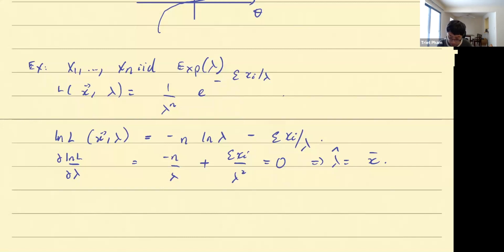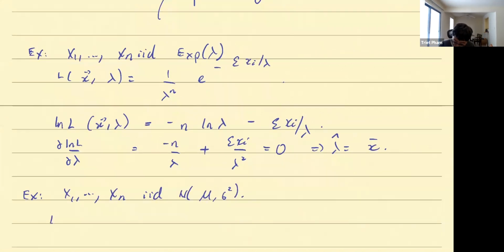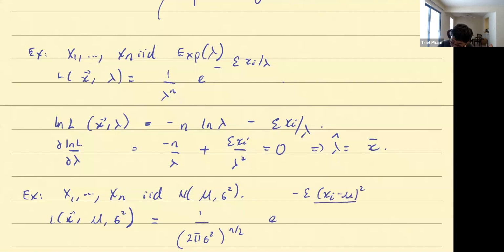All right. Well, good. So that's kind of reviewing what we did last time. So let's catch up with where we left off, which is the normal example. Okay, so we start with the likelihood function, but notice the likelihood function here is a function of two parameters, and it's going to be 1 over 2 pi sigma square raised to n over 2, e to the minus sum of xi minus mu square over sigma square.